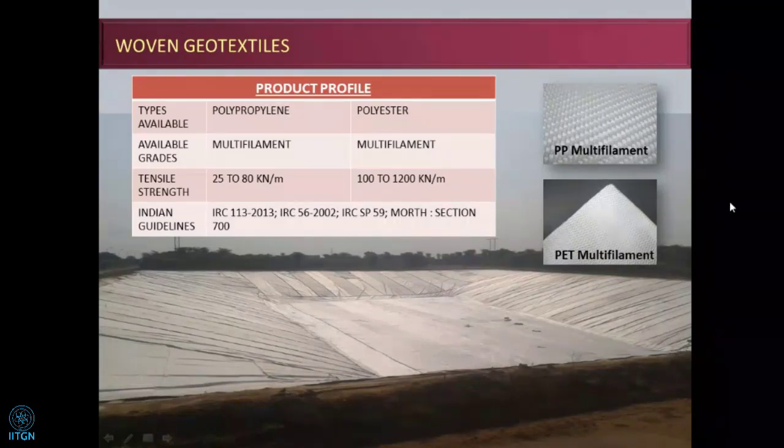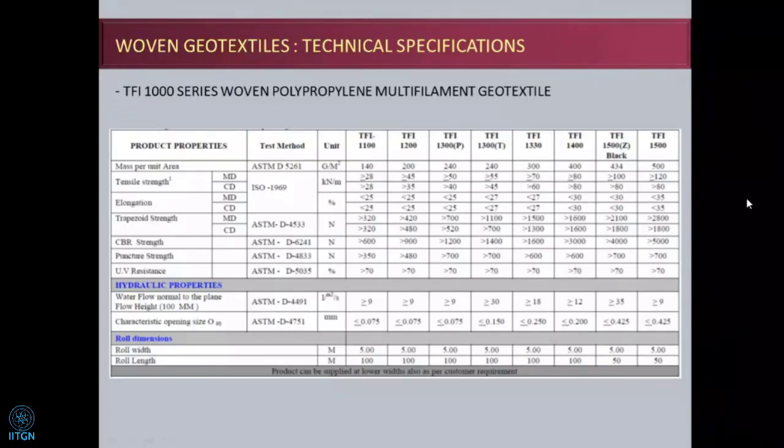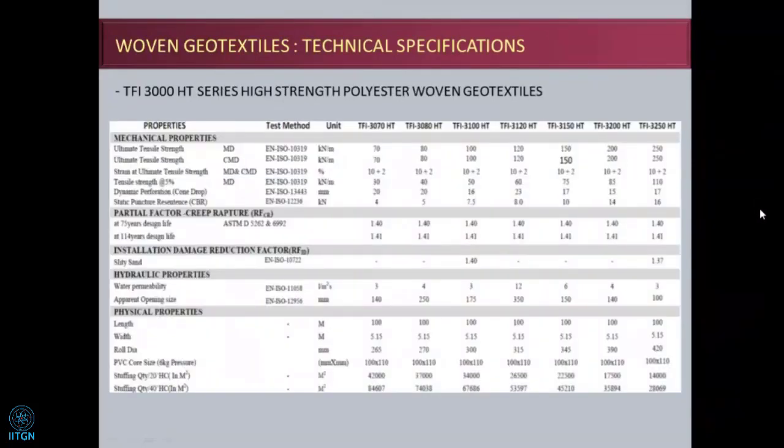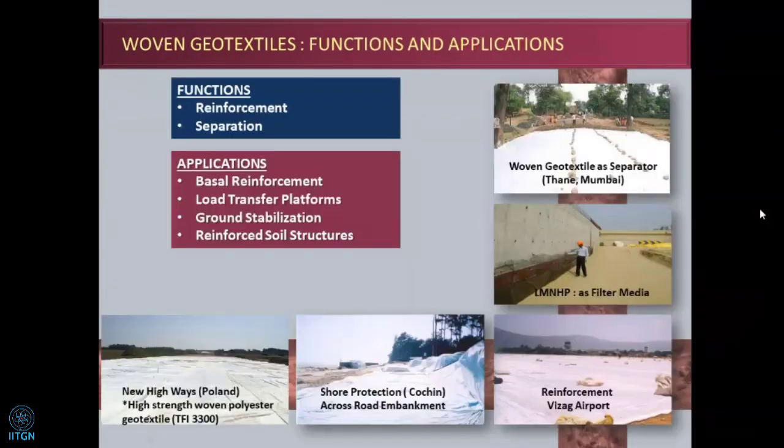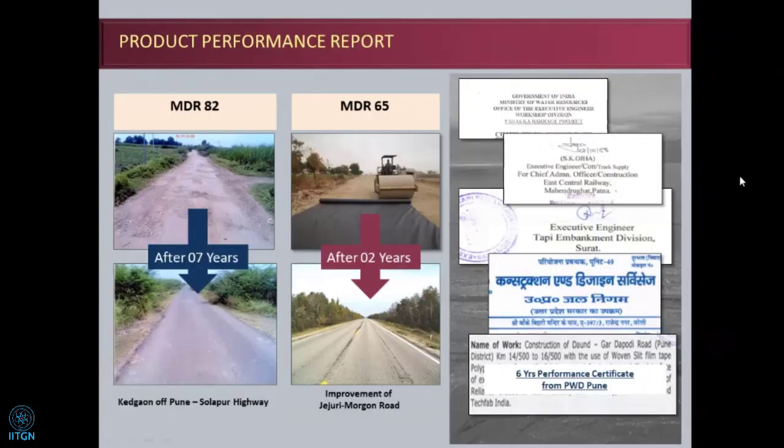These are some photographs and some specifications of the products. Various specifications are available. I'll just go through this fast. Some of the projects which we have completed, and supplied our products for various application areas, as a base reinforcement, as a separator, and also for load transfer platforms. The main functions are reinforcement and separation. This is one of the projects which we started 10 years back, and we have been monitoring the performance every year, and we are getting the certificate from the PWD for the best performance for this particular product and this particular road.